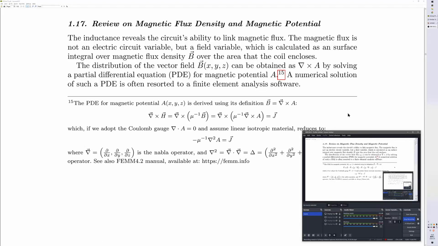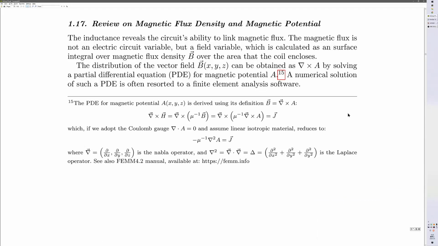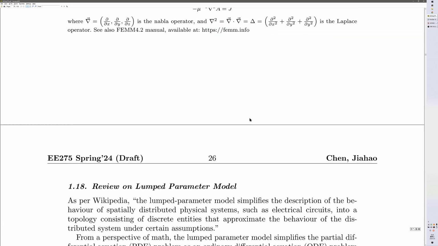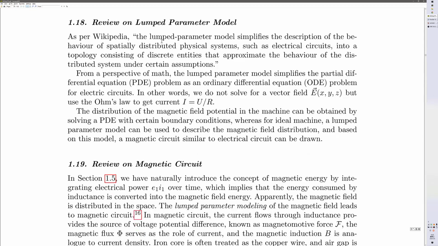Hello, welcome back. In this video we are going to model the inductance, and we don't really need to review magnetic flux density and magnetic potential. If you are interested, you can give it a read. What we are really interested in is the lumped parameter model of the magnetic circuit. I'm going to assume you know that we are using a lumped parameter model. That's much simpler for analysis.